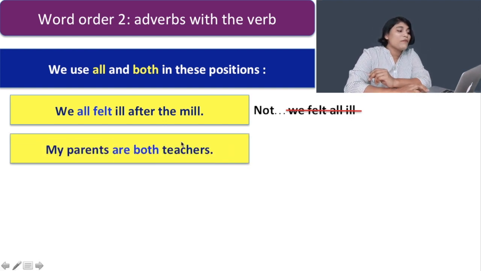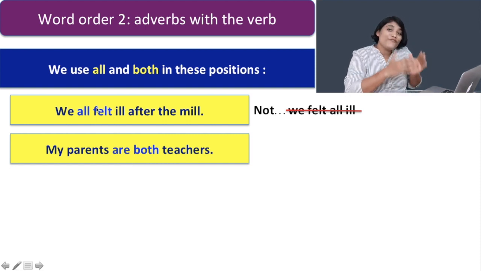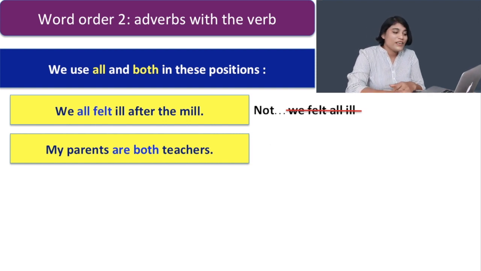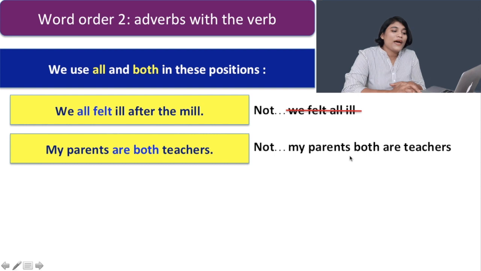Another example: my parents are both teachers. Here you find both is used after the be verb. So all is used before the verb, but both is used after the verb. So we never say my parents both are teachers. In that case you do not use both before the verb.